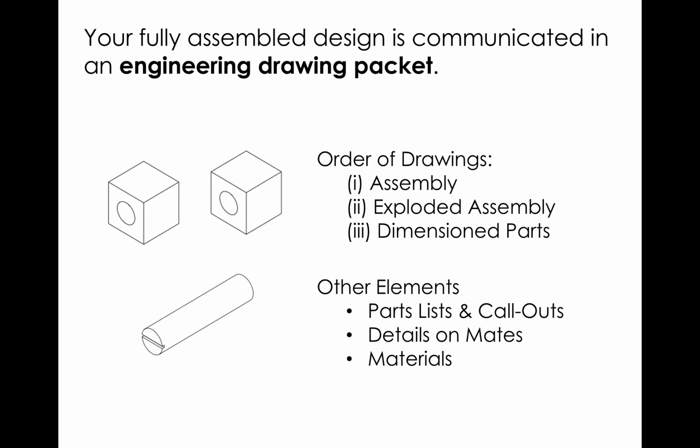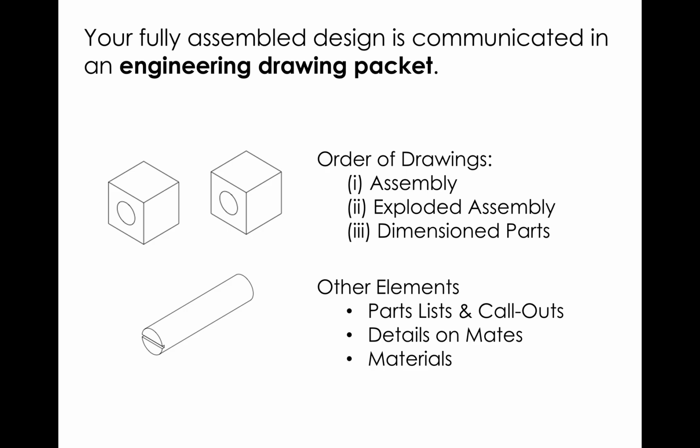All right, so I want to first talk about auxiliary views in engineering drawing packets. I'm going to start by reviewing again what the essential items are in an engineering drawing packet. This is our very, very simple block and shaft problem, 2 blocks and a shaft that we're putting together into an assembly. So we'd expect to see the assembly, the exploded assembly, and dimensioned parts.